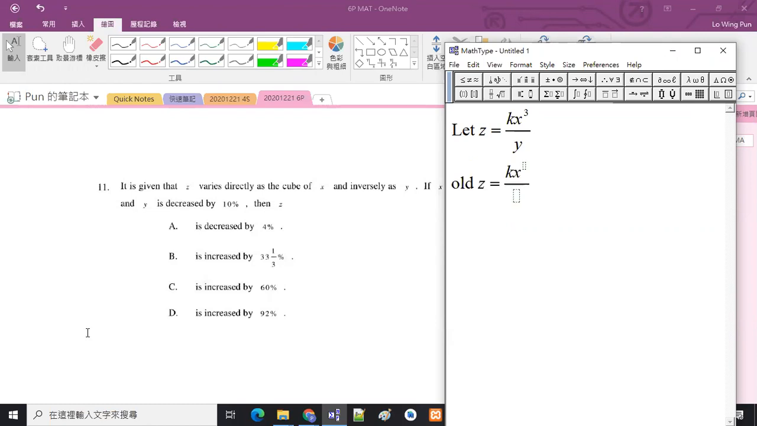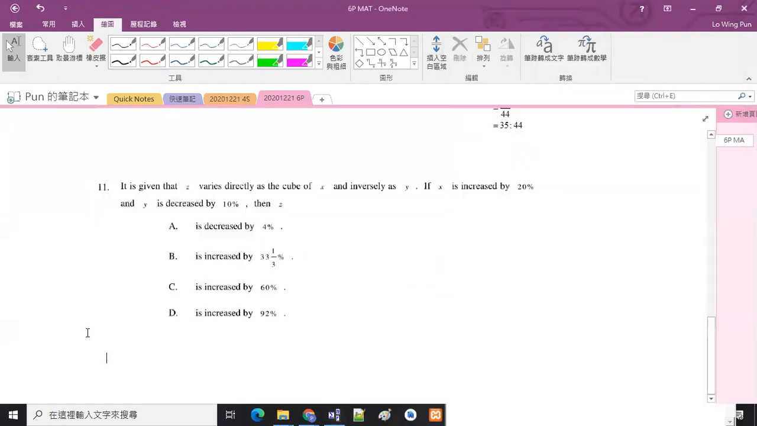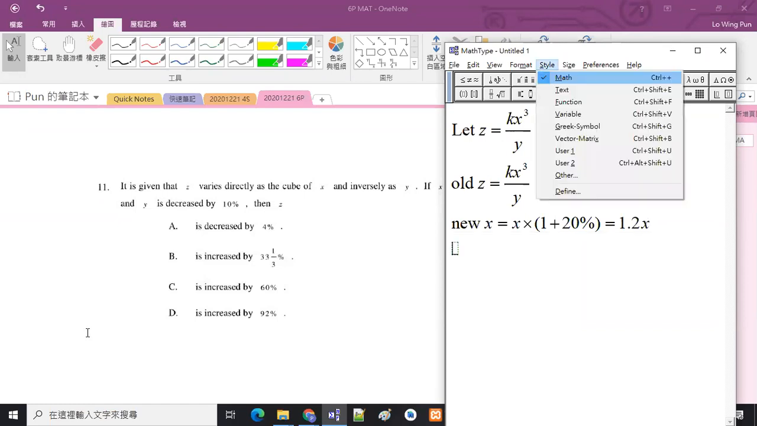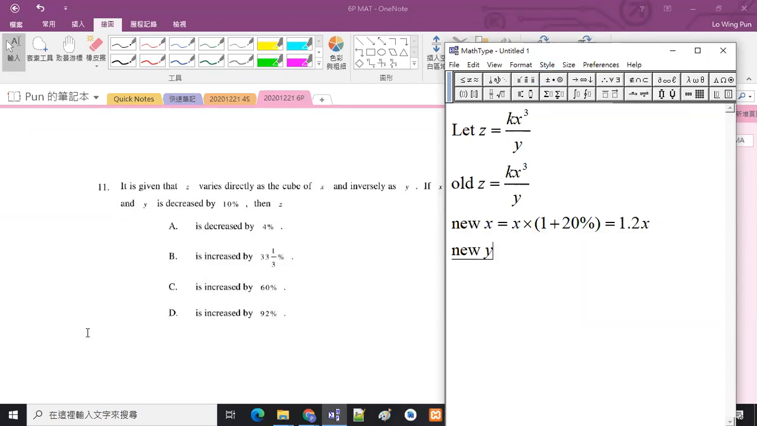跟住我哋就會當呢一個係個 old z, is equal to kx cube over y。跟住有啲嘢轉變，x is increased by 20%, so new x is equal to x times 1 plus 20%, okay? And that is equal to 1.2x. And then new y is decreased by 10%, so it's y times 1 minus 10%. That should be 0.9y.